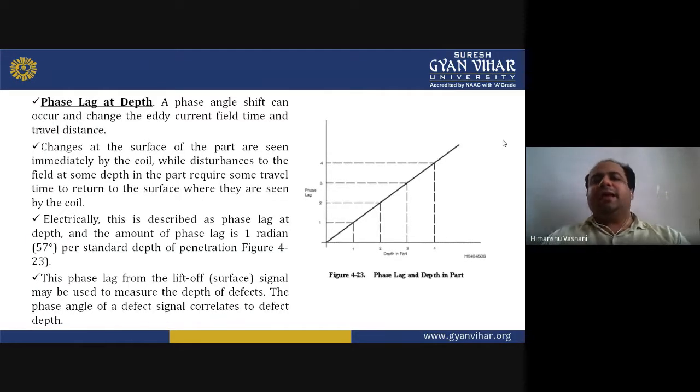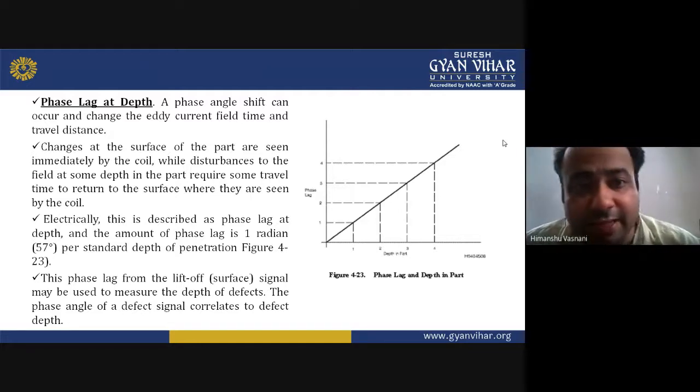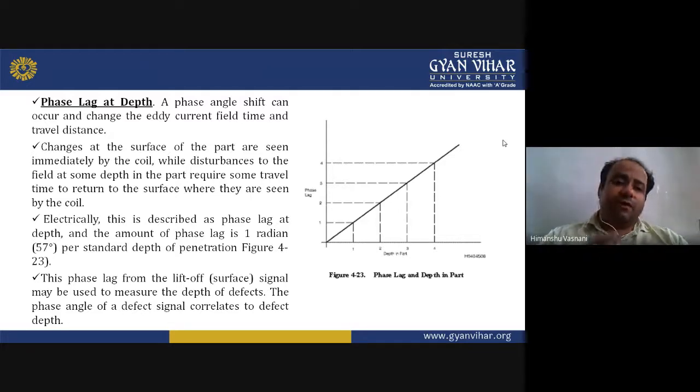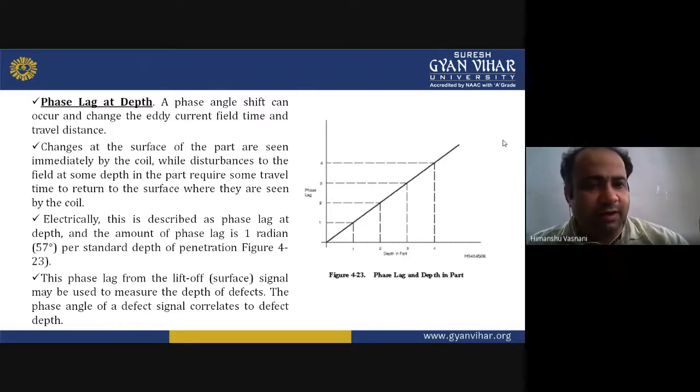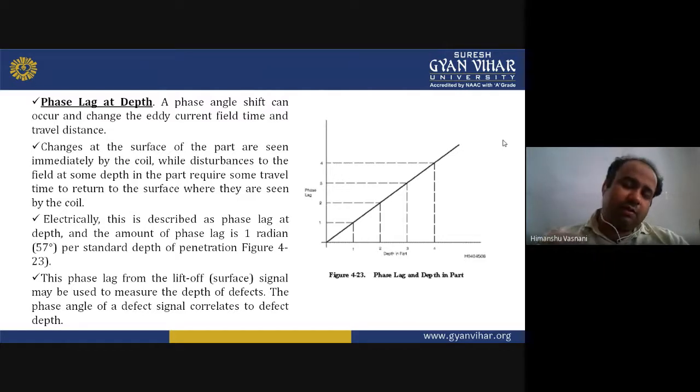Now, phase lag at depth. A phase angle shift can occur and change the eddy current field time and travel distance. You can see the diagram on the right hand side, the diagram of phase lag and depth in part. On the horizontal axis you have the depth in part, and on the vertical axis you have the phase lag. You can see that a line is drawn from the center.